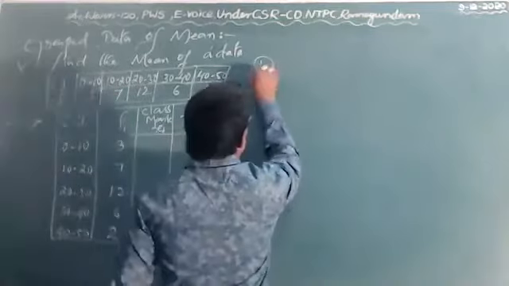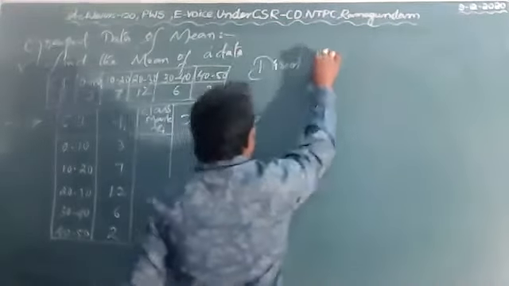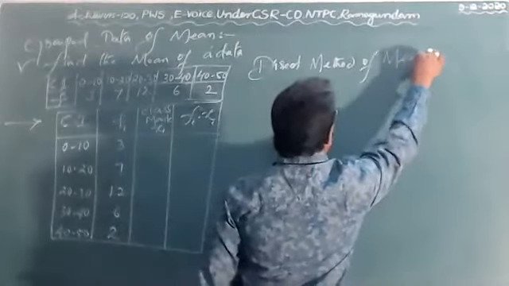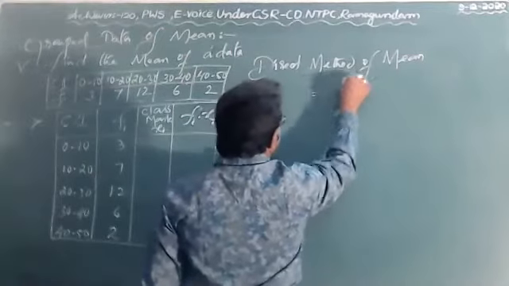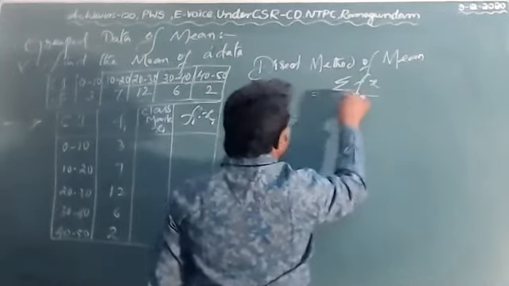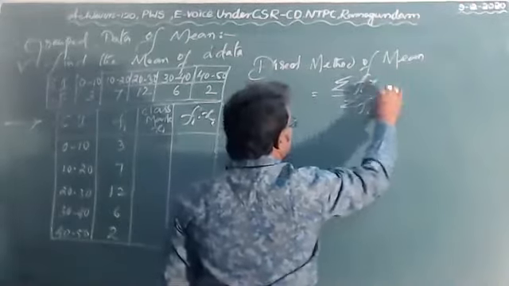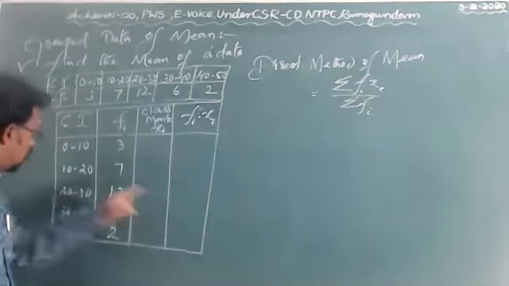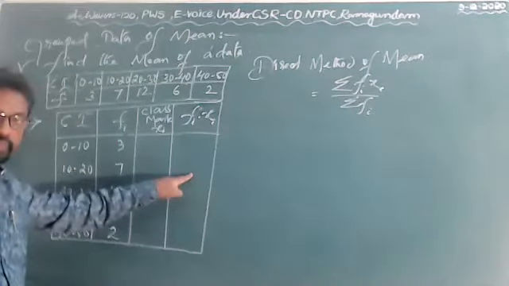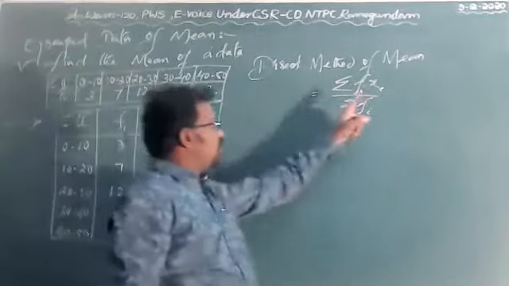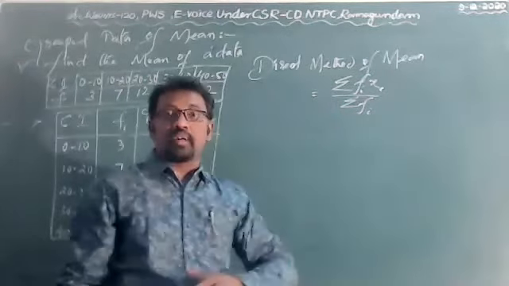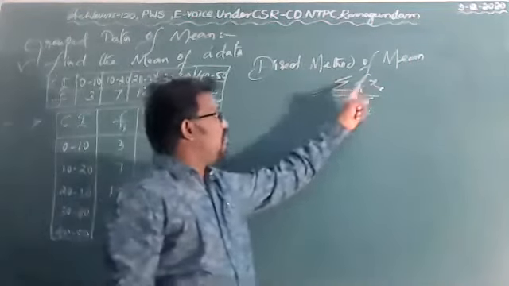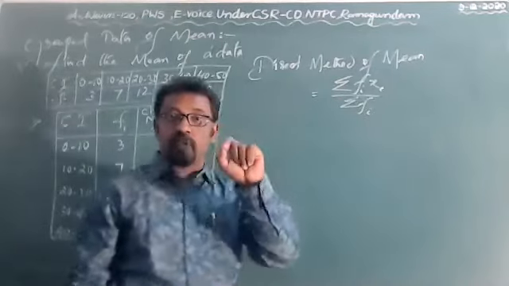The direct method of mean. The formula is sigma fx by sigma f. The i is common for all. Sigma is nothing but summation, the sum of all observations. fx is f into x, where f is frequency.